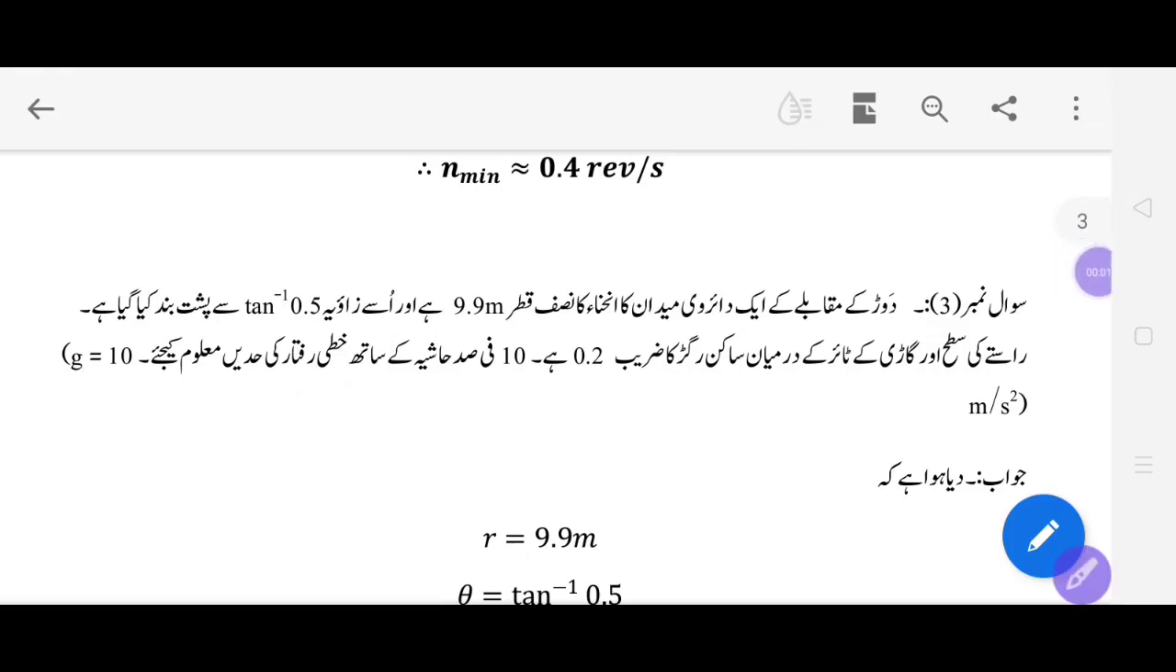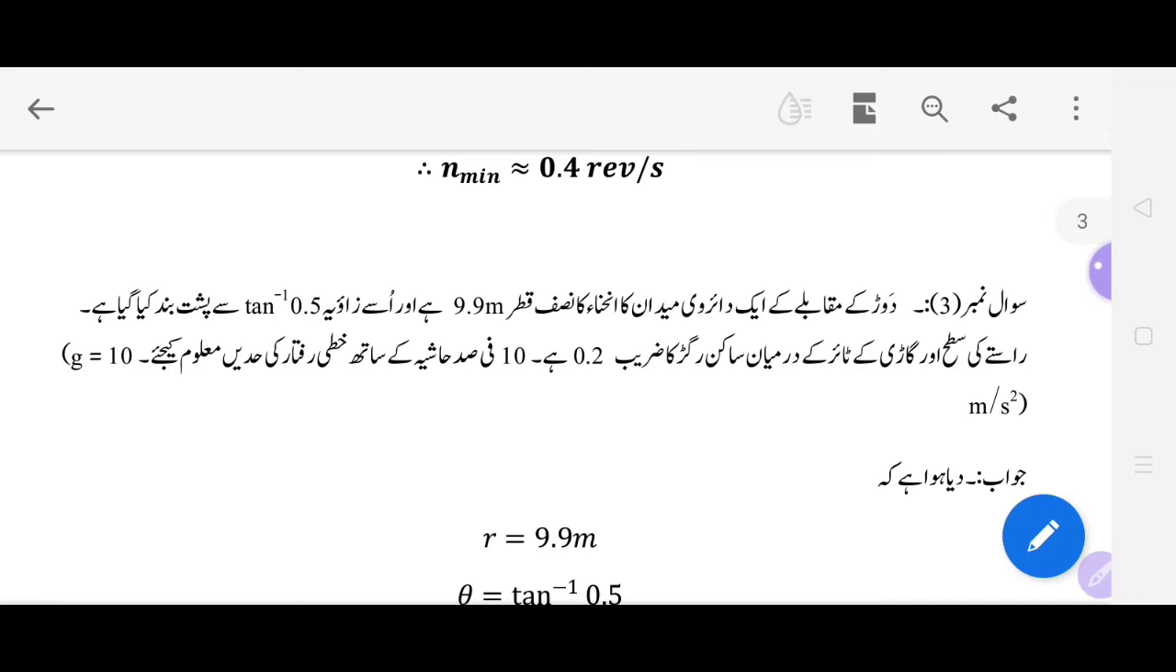Okay, let's start the third problem. A racing track of curvature 9.9 meter is banked at tan inverse 0.5. Coefficient of static friction between the track and the tires of the vehicle is 0.2. Determine the speed limits with 10% margin.